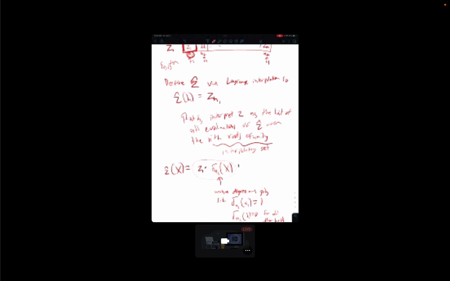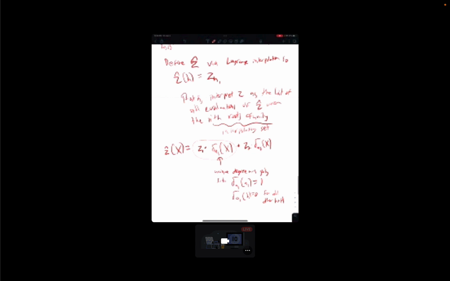Right. And then the second term would be z2 times delta sub a2 of x. This would make sure that the nth root of unity a2 maps to z2 and doesn't affect the evaluation of z hat at any other nth root of unity, and then there's z3 times delta a3 and so forth, zn times delta an. So that's z hat.